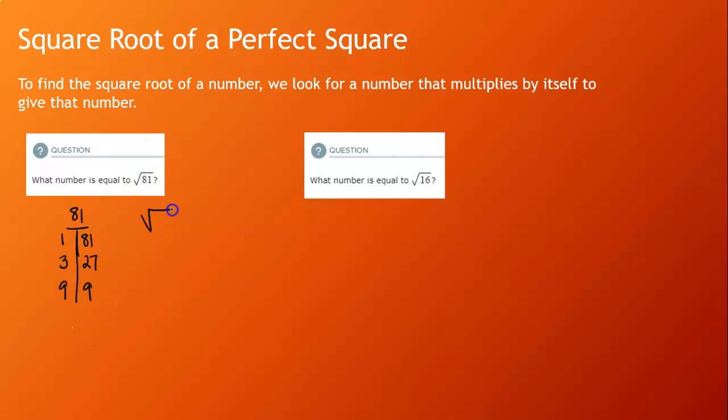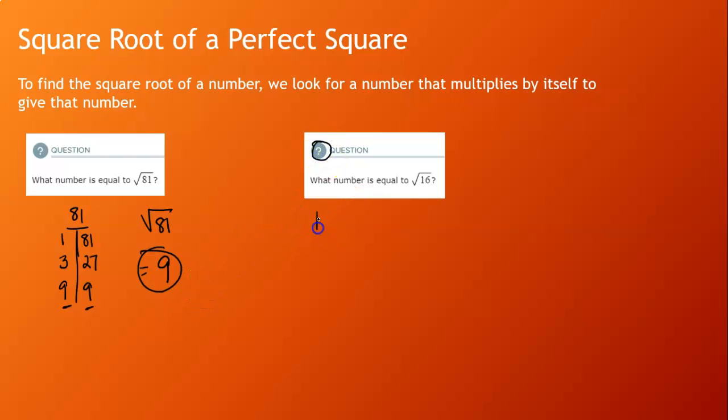Well, the square root of 81 is telling you to look for some number that multiplies times itself to give 81, and that number is 9. So the square root of 81 is 9, so your answer to this one is 9. Would you please pause the video and try this question on your own?